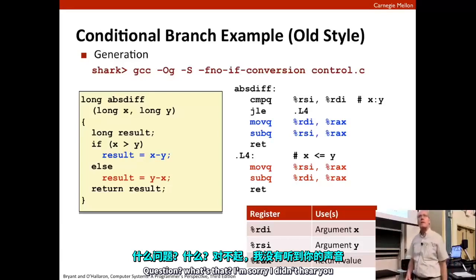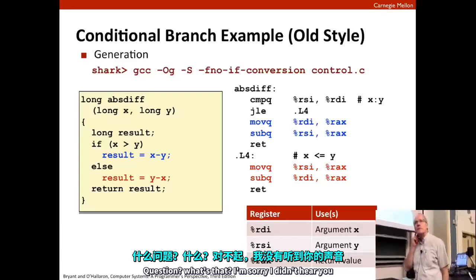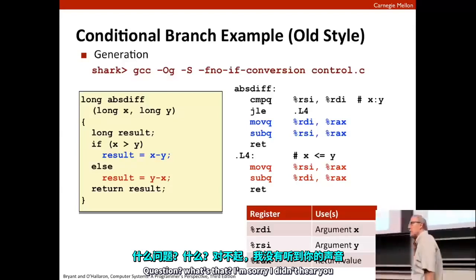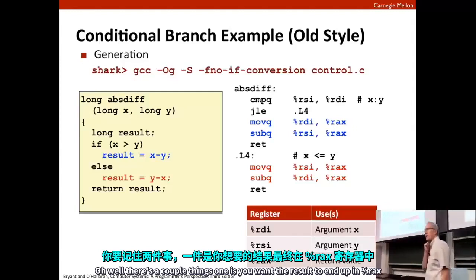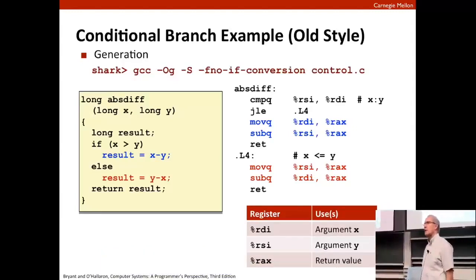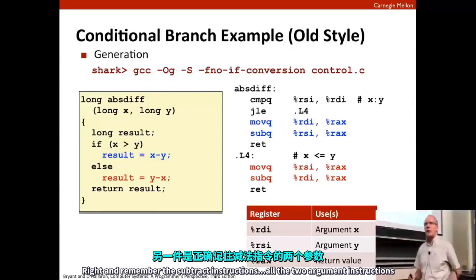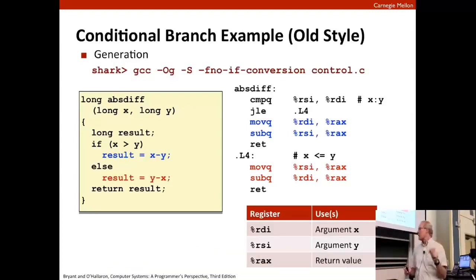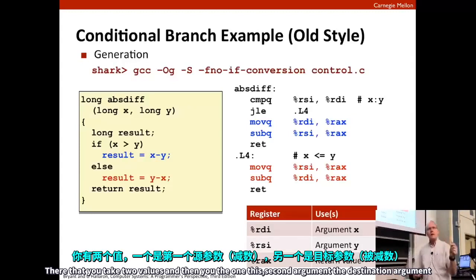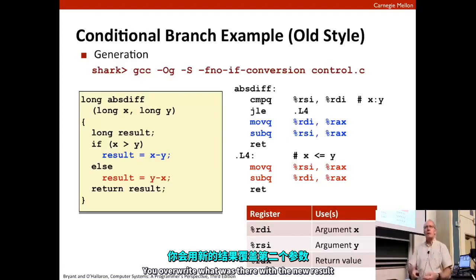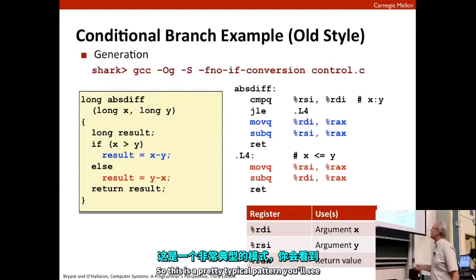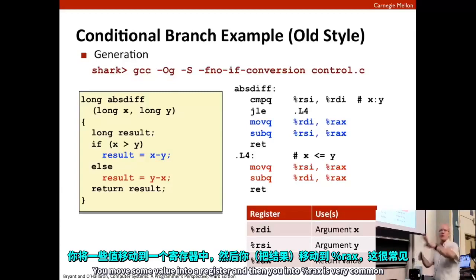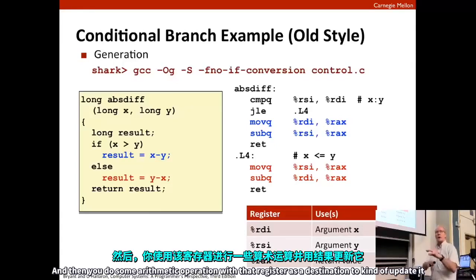Question? Why do you have to put the value in RAX? I'm sorry, I didn't hear you. Why do we have to move it into RAX first? Oh, well, there's a couple things. One is you want the result to end up in RAX, right? And remember, all those arithmetic instructions are just two-argument instructions. You take two values, and the second argument, the destination argument, you overwrite what was there with the new result. So this is a pretty typical pattern you'll see: you move some value into a register, and then into RAX is very common, and then you do some arithmetic operation with that register as a destination to update it.